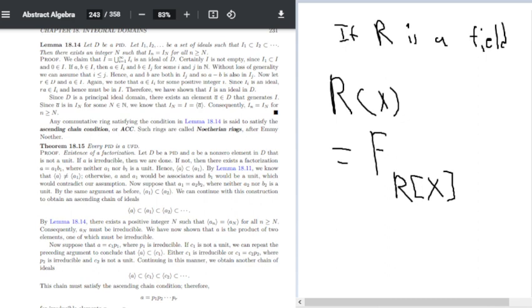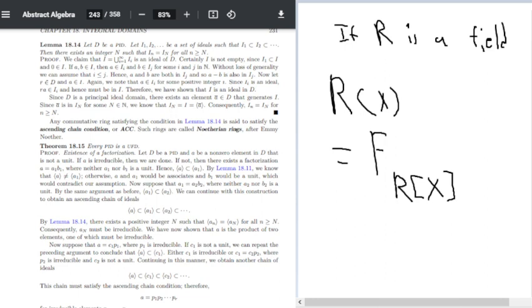Now, let R be in D and A in I. Again, we note that A is in I_i for some positive integer i. Since I_i is an ideal, RA is in I_i, and hence must be in I. Therefore, we have shown that I is an ideal in D.